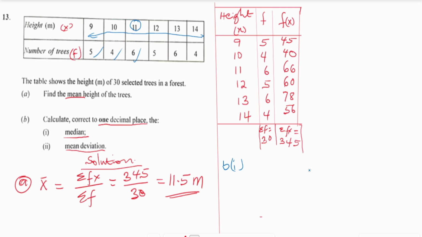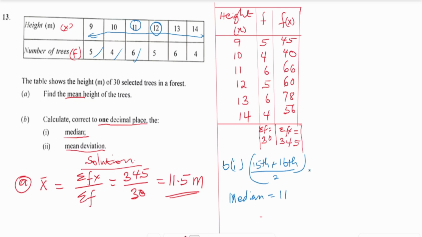So we are taking 15th plus 16th divided by 2. That is what you are taking. So the position we have right now is going to be, like I said, from the table here, the height of the 15th tree. So let me write median equals the height of the 15th tree is 11, and the height of the 16th will be 12.